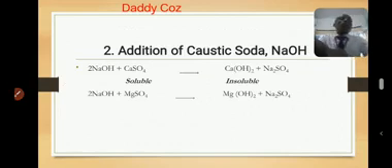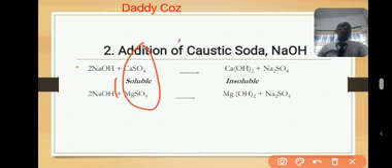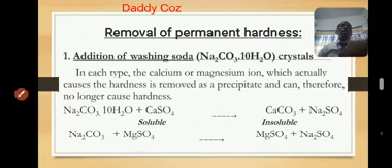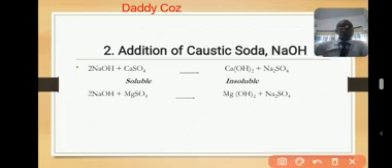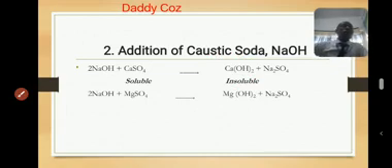Another method is addition of caustic soda, sodium hydroxide. So you can see the permanent hardness. This permanent hardness, calcium sulfate and MgSO4, are the permanent hardness. This is our washing soda. So in both cases, whenever you react caustic soda with calcium sulfate, you are going to get an insoluble calcium hydroxide. This one, insoluble magnesium hydroxide. So in both cases, you have precipitated the calcium away as an insoluble compound.